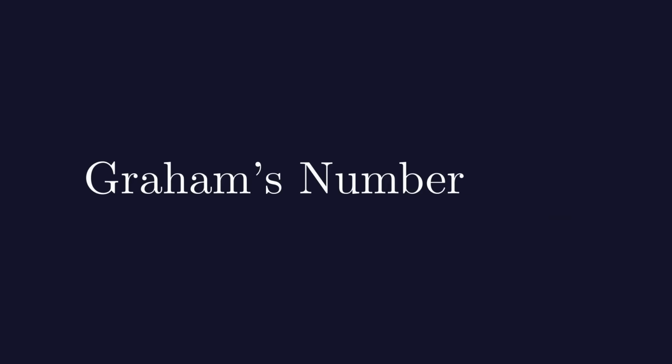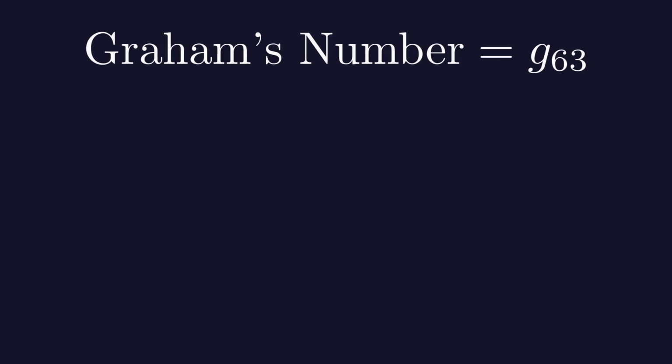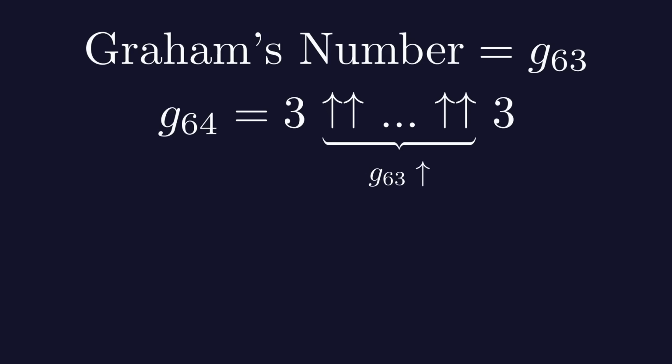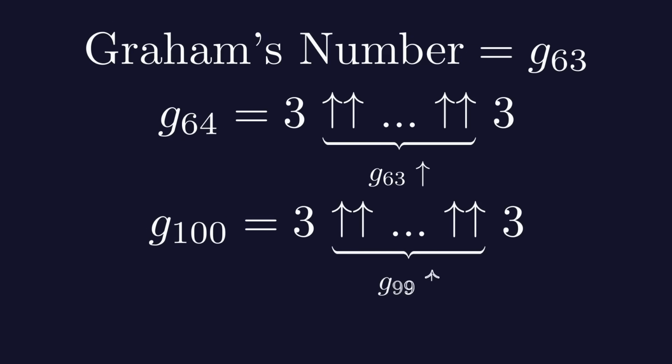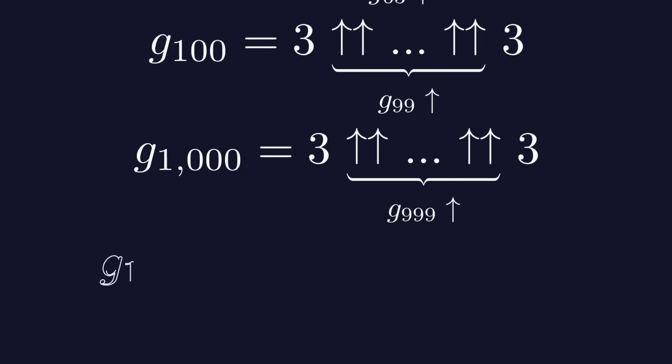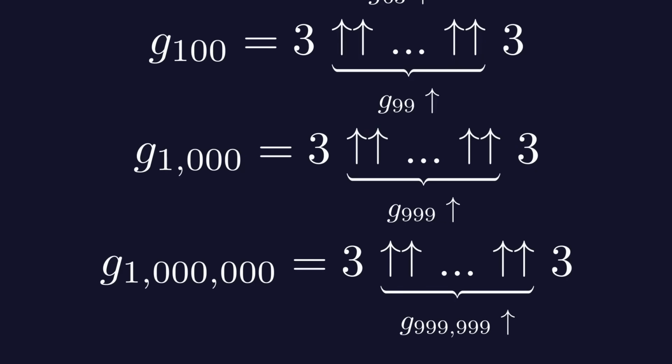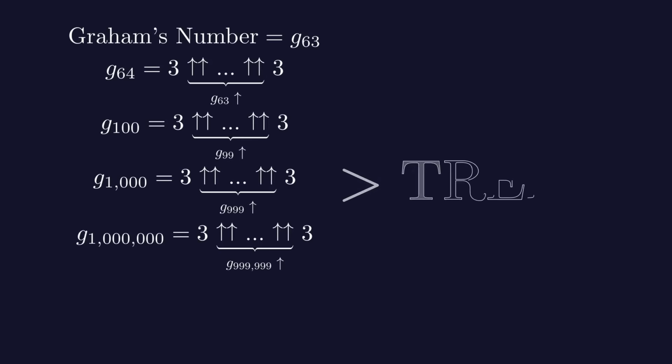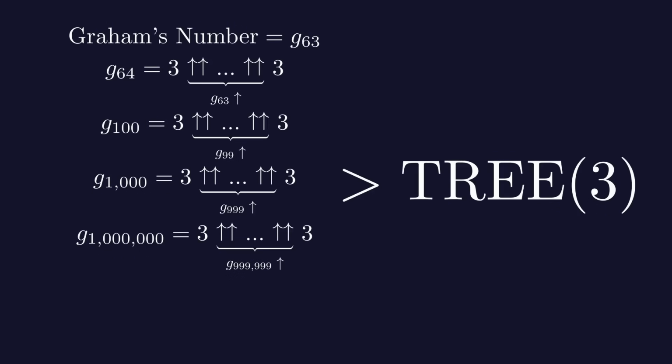Graham's number, denoted as G63, is a colossal number, but we don't have to stop at G63. We can keep going. G64 is defined as 3 followed by G63 arrows and another 3. We can even create numbers like G100, G1000, or even G1 million. But none of them would even come close to TREE of 3. We know that TREE of 3 is a lot bigger than G3 followed by this many arrows and another 3.